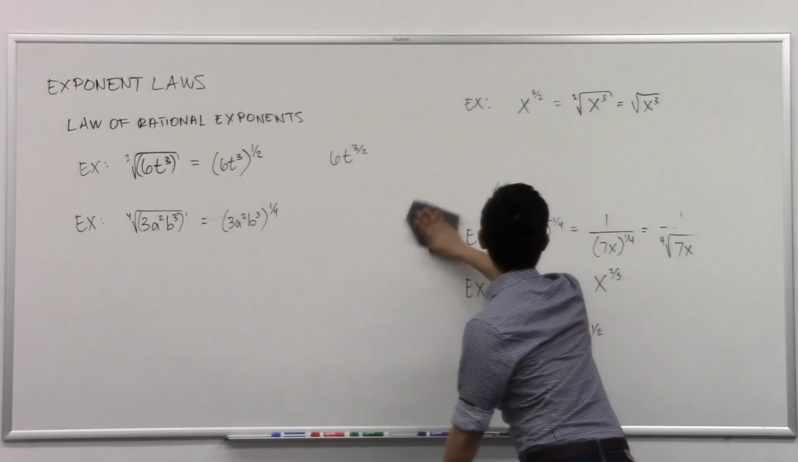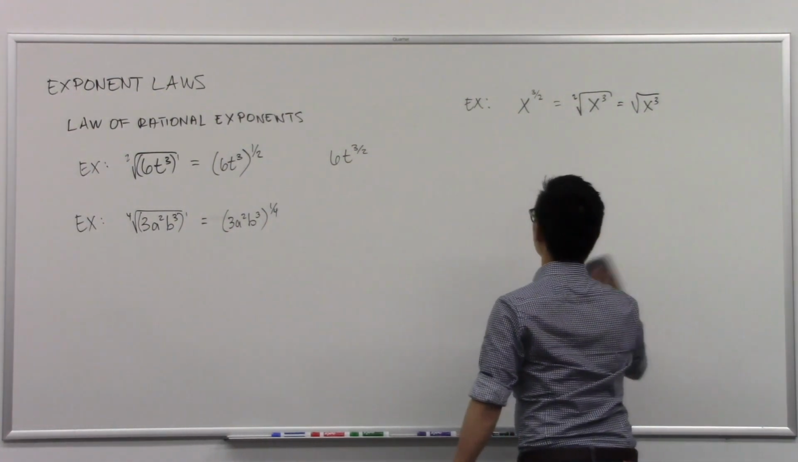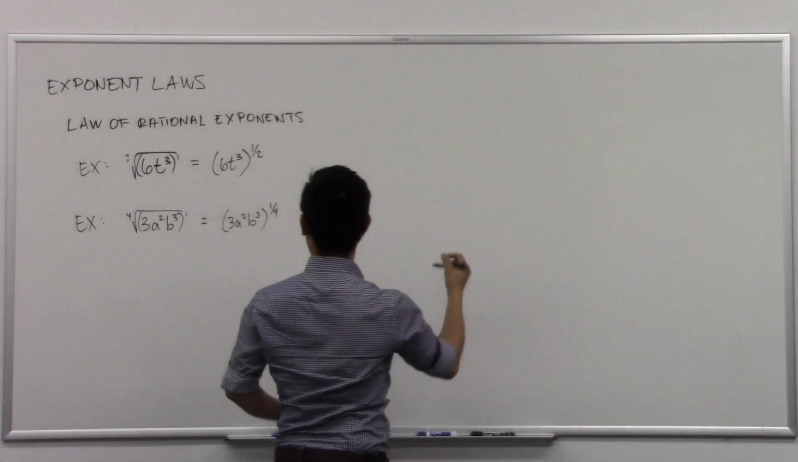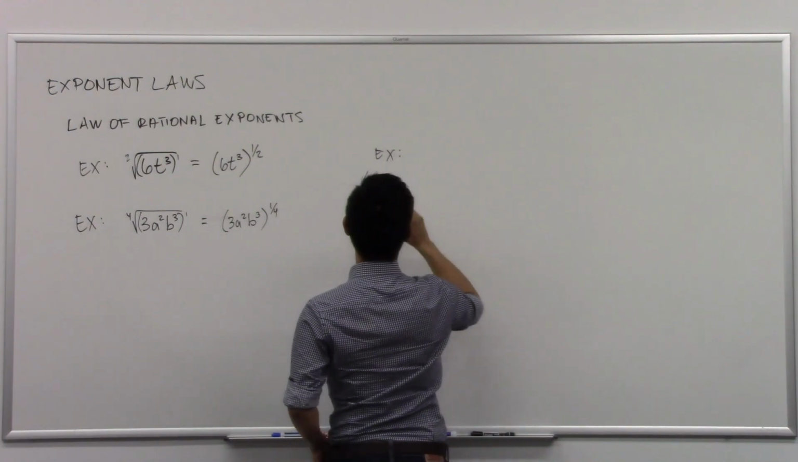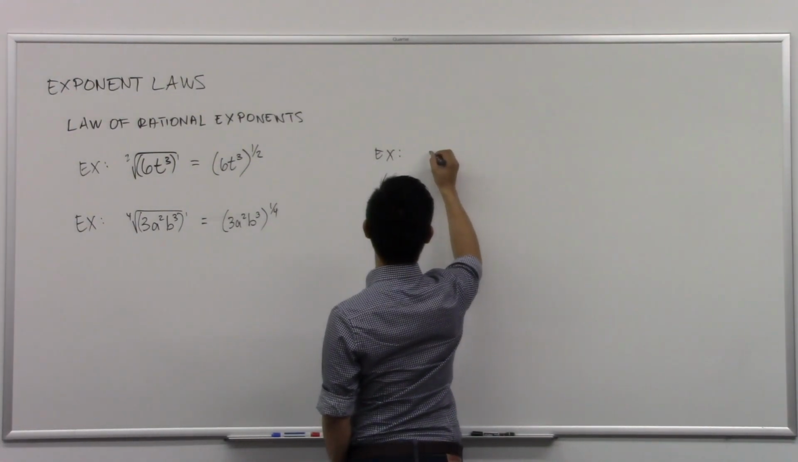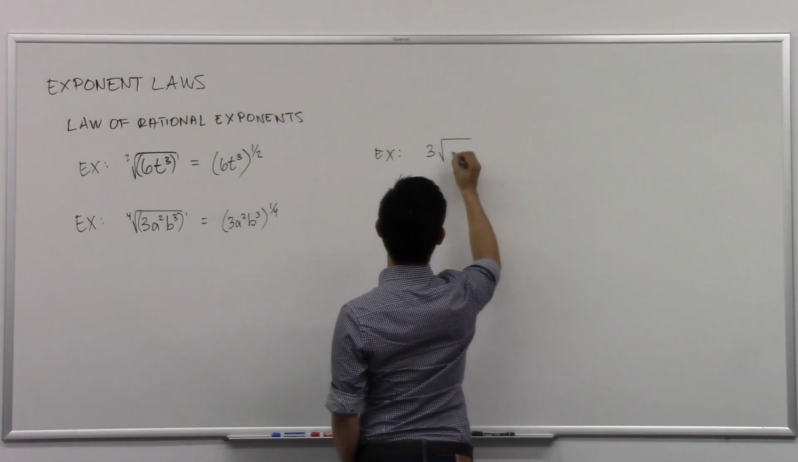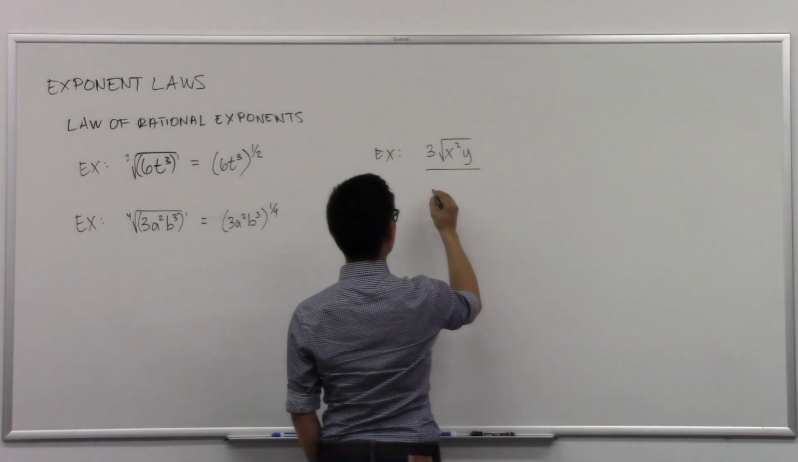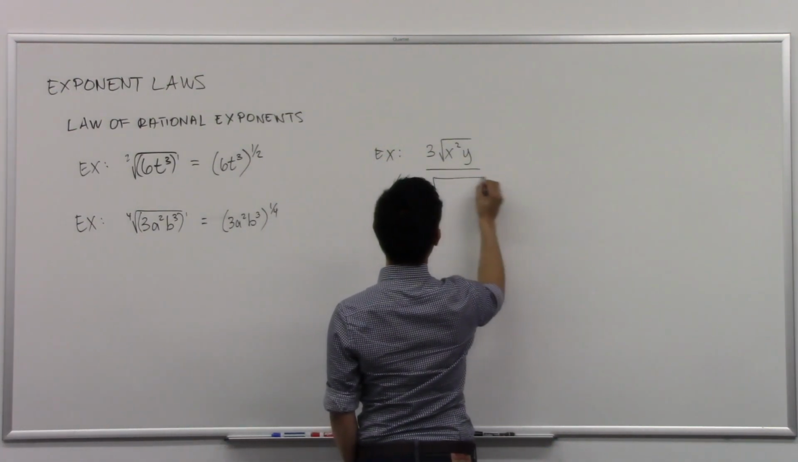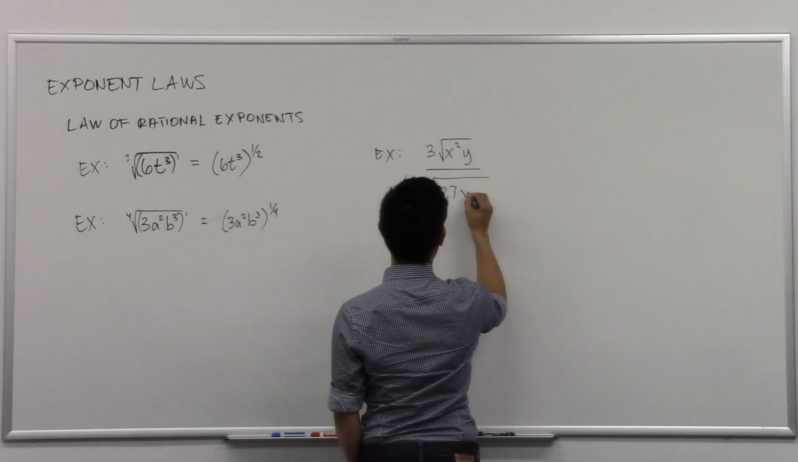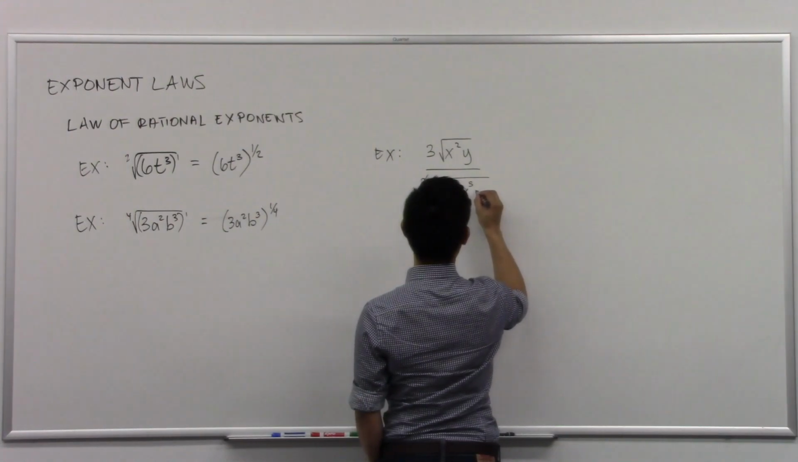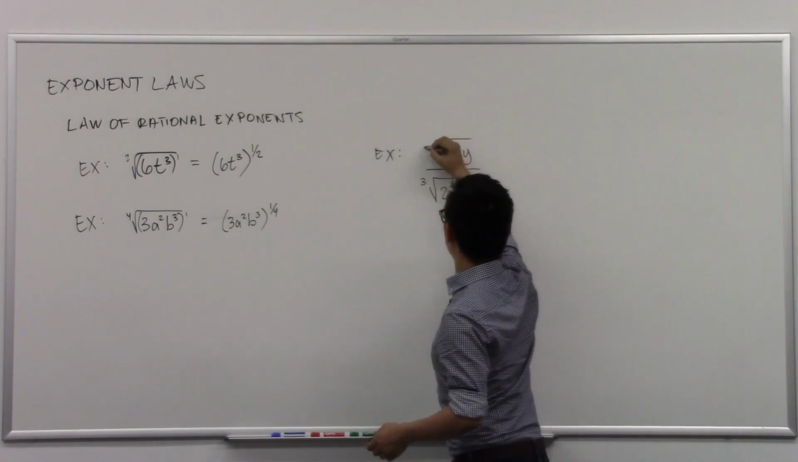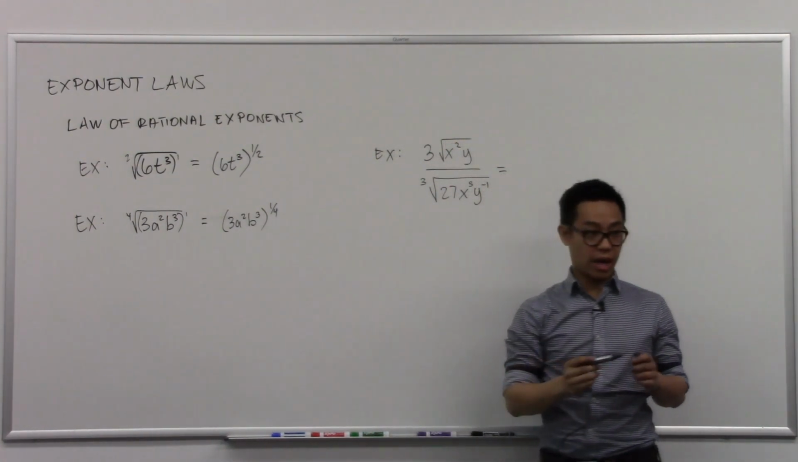So why do we have to work with these? Because now, what about when you get this? This is a big 3. How do you simplify that?